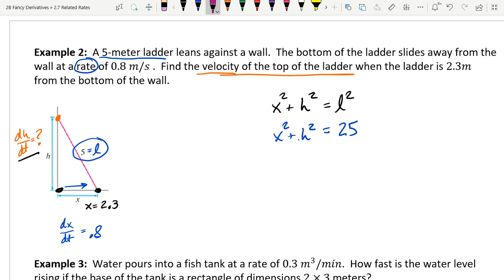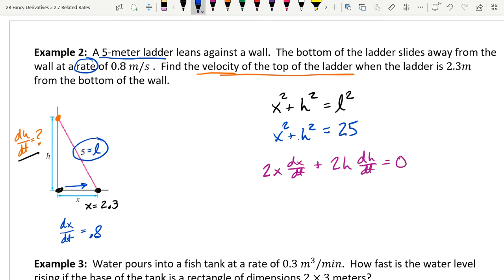Now we're going to take the derivative. The derivative of x squared is 2x dx/dt. We're taking the derivative with respect to time, not with respect to x, so we need to include that dx/dt. And then 2h dh/dt, the change in height over time. And then I'm taking the derivative of 25. This is the mistake I always make because there are so many other things going on, I forget this easy part. The derivative of 25 is 0.